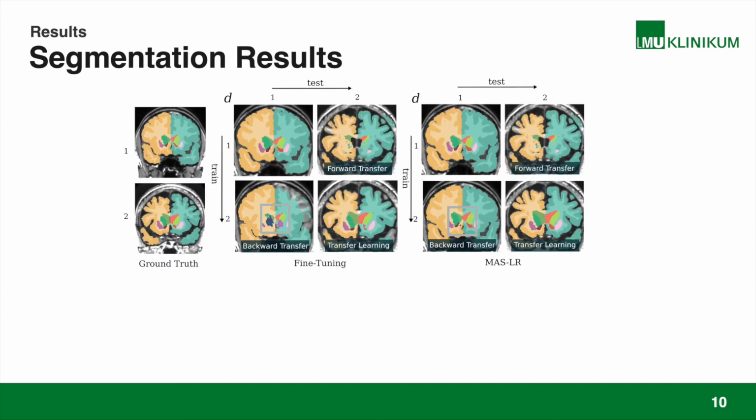Finally, we want to show some segmentation results on the first 2 domains for the fine-tuning baseline and our proposed MassLR method. Most striking here are the improvements in backward transfer on the first domain, as we can see in the zoomed-in parts.